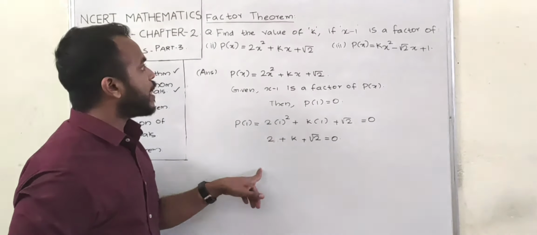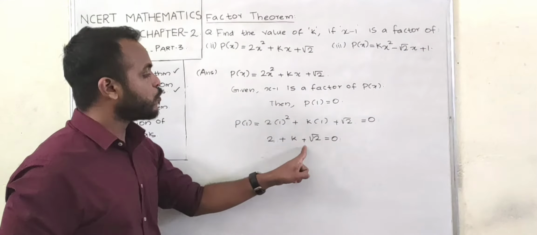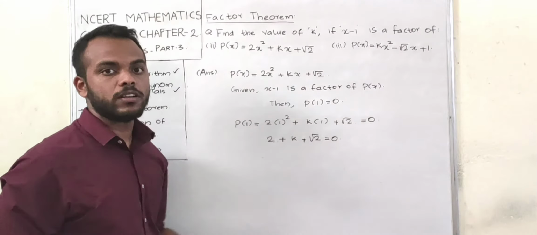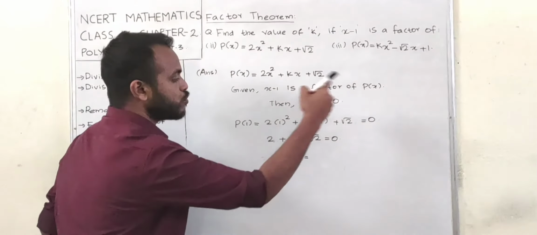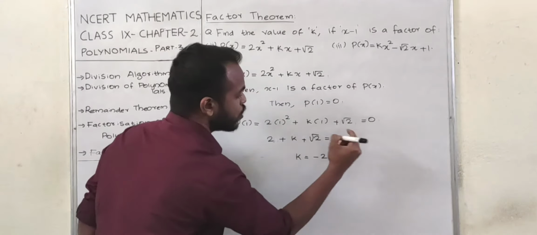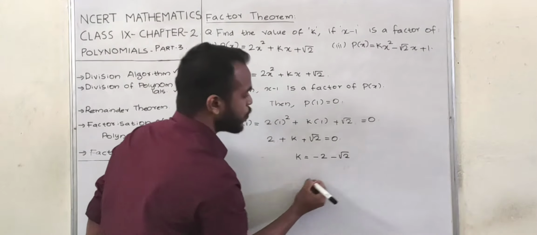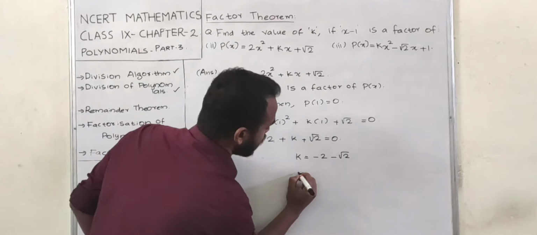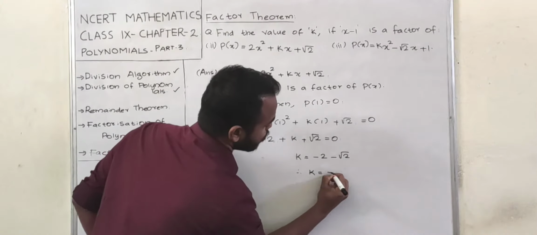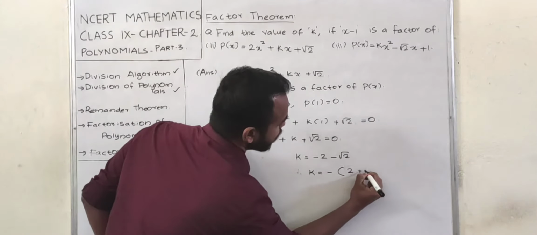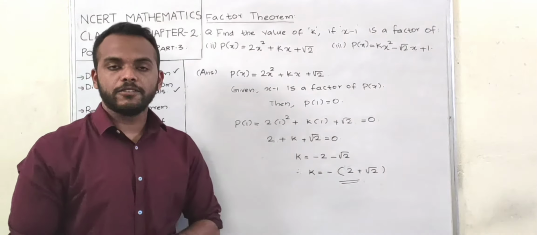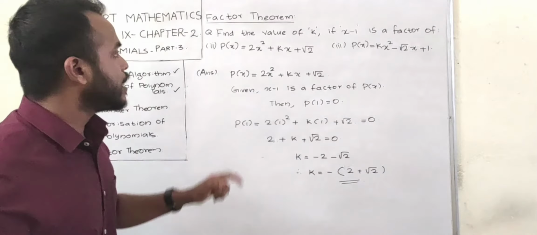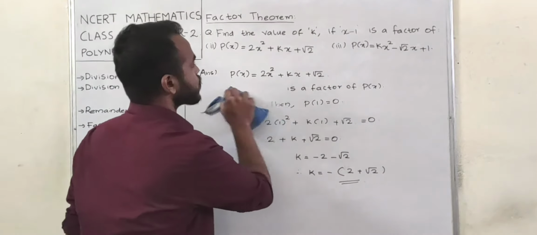Now what do we need to find? The value of k. So put k on the LHS and take all the others to the RHS. So k is equal to, this 2 to the other side becomes minus 2, root 2 becomes minus root 2. We can take a negative common, therefore k is equal to negative of 2 plus root 2. So this is how to find the value if such a question is given. Now another question is given.